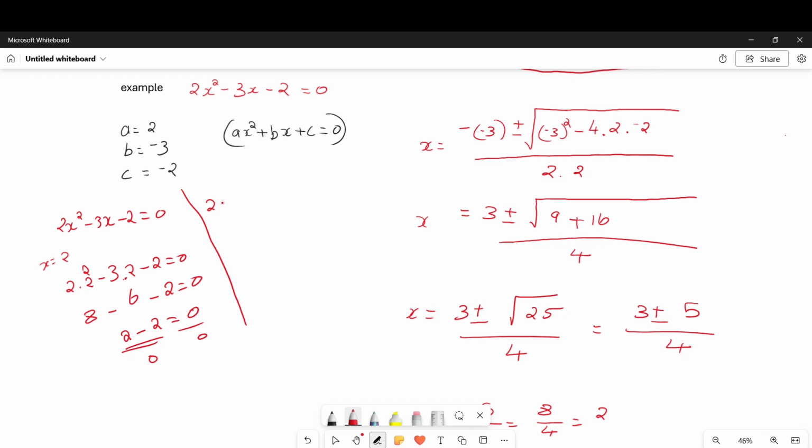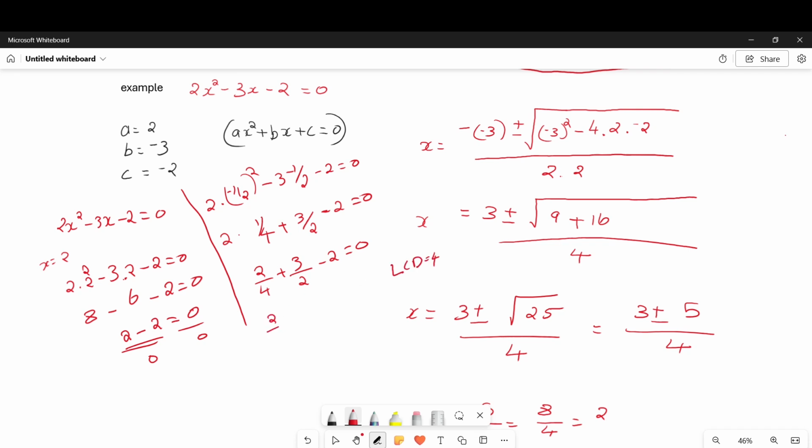So 2 times minus 1 by 2 the whole square minus 3 times minus 1 by 2 minus 2 is equal to 0. Let's see, minus 1 by 2 times minus 1 by 2 is equal to 2 times 1 by 4. Minus and minus will be positive, so plus 3 by 2. So 2 by 4 plus 3 by 2 minus 2 is equal to 0. So this is fraction addition and subtraction of fractions. So make the LCD as 4.